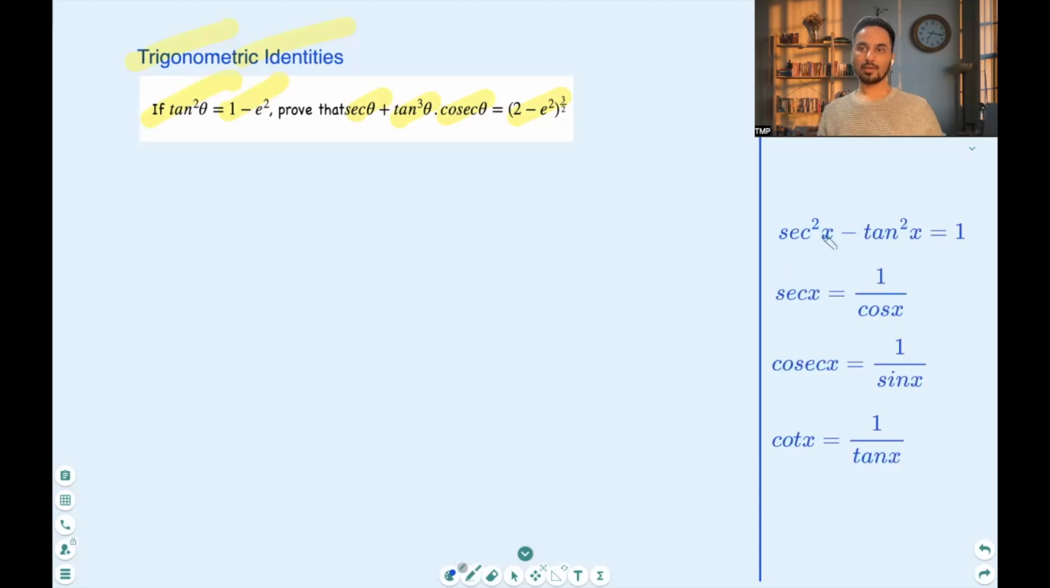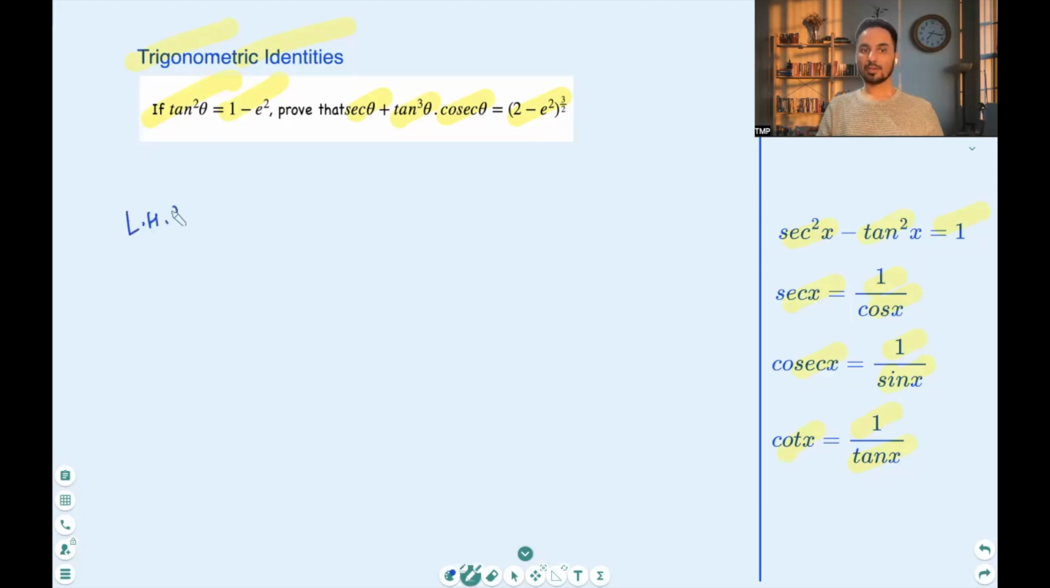We will write down the identities that we might be able to use in this question. Sec squared x minus tan squared x is 1. Sec x is 1 over cos x. Cosec x is 1 over sin x. And cot x is 1 over tan x.